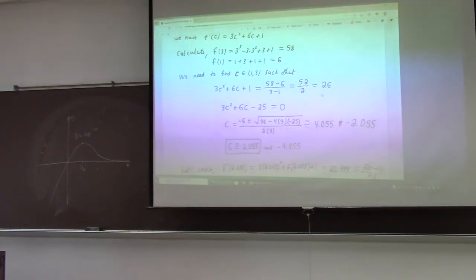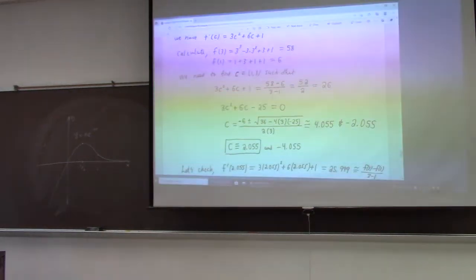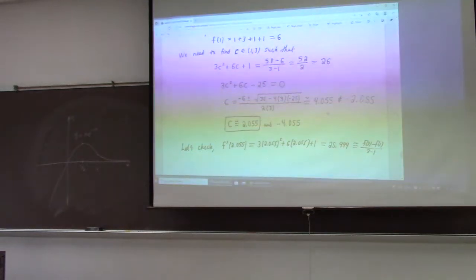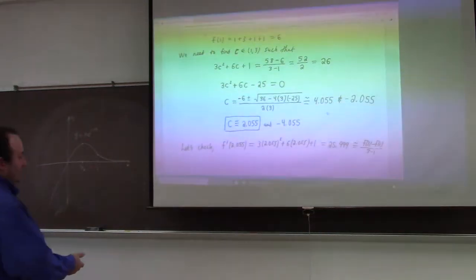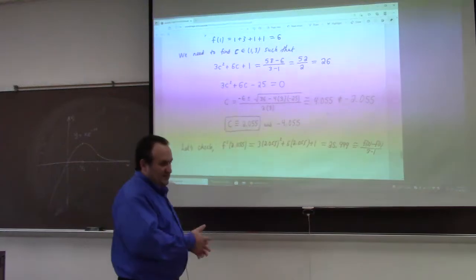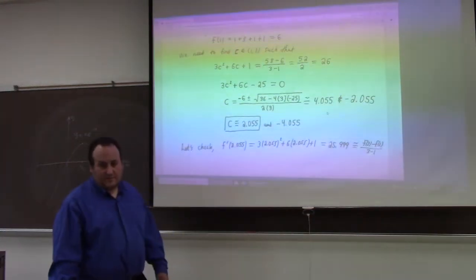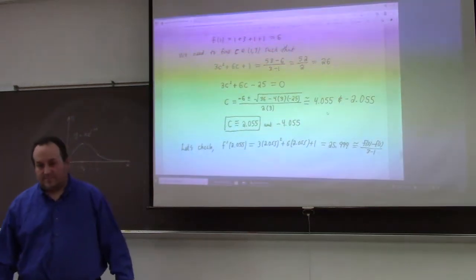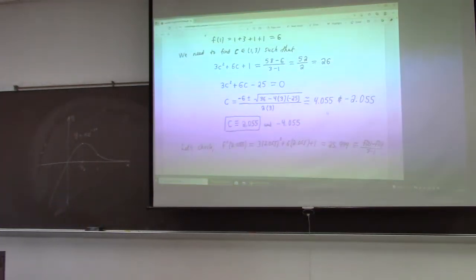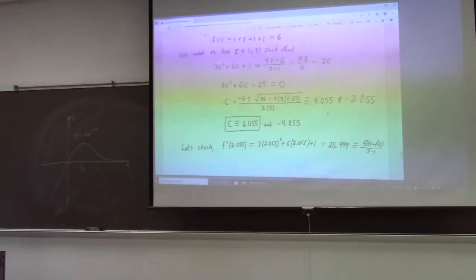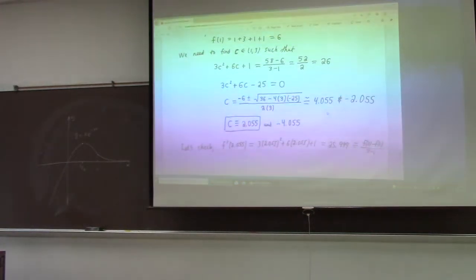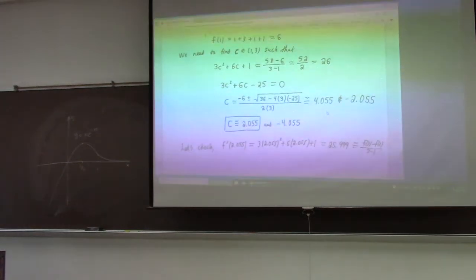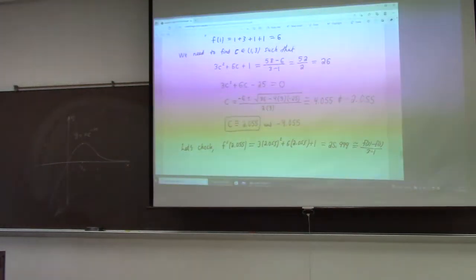The larger point is you can check that the solution is in fact the one we want, because when you plug it into the derivative, guess what happens? You get back 25.999, which to the limits of the accuracy of the numerical methods we're using here is 26. So that's what's meant when someone asks you to verify a theorem. It's to actually work through the problem and show that the claim of the theorem is met in the function that you have there.